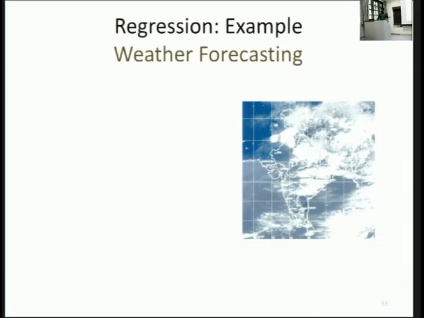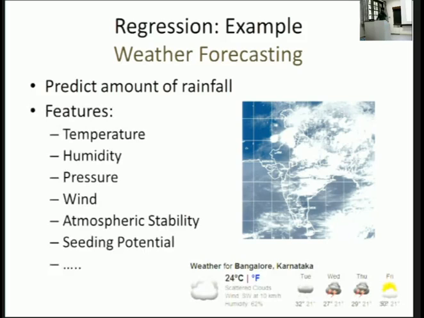So the idea would be like you want to predict how much it will rain tomorrow or the day after. So you want to predict the amount of rainfall. Just a quick question: what would be the features for rainfall? We want to predict if tomorrow it's going to rain. Humidity could be one. Temperature could be one. Atmospheric stability, wind, and of course seeding potential. God knows what that is.